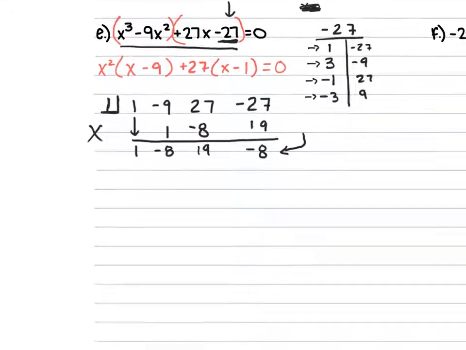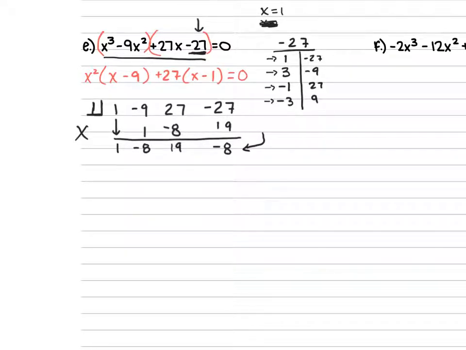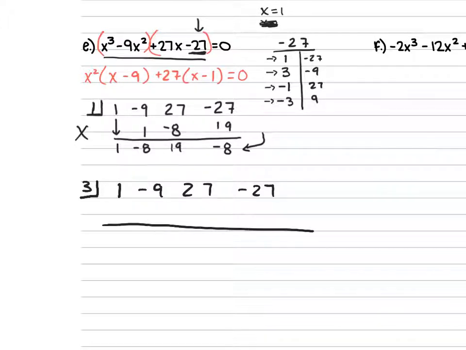So let's go and try 3 now. We've got 1, negative 9, 27, negative 27. And we're going to try the next number in this list. We're going to try 3 to see if it's a factor. So we're going to bring down 1. 3 times 1 is 3.